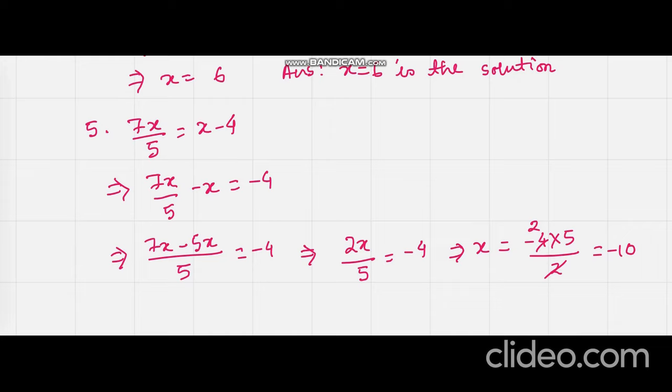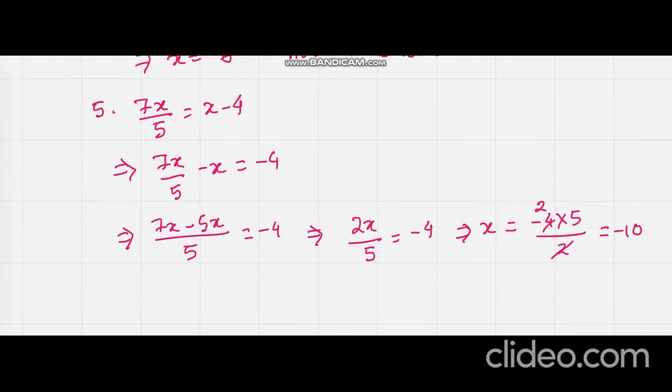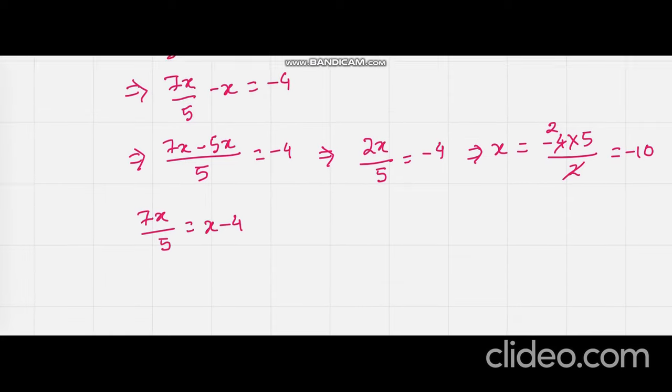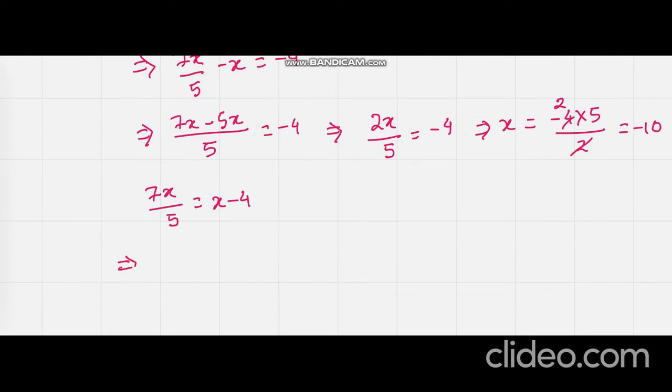So this is one method. Another method, let me show you the other method. 7x by 5 equal to x minus 4. So what is the other method? We can just do the cross multiplication first. So 5 into x minus 4. So now it becomes 7x equal to 5x minus 20.